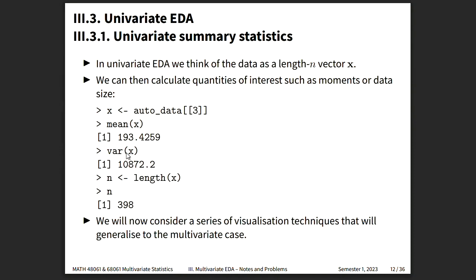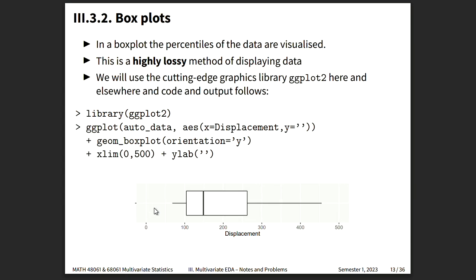So the mean displacement is just under 2 litres. The variance is 10,000, and there's a bit under 400 cars in the data set. Okay, so let's look at how to plot this. So just displacement. The units used are slightly old-fashioned, but this is 1 litre, 2 litre, 3 litre, 4 litre engines, bearing in mind these are cars from the 70s and 80s.